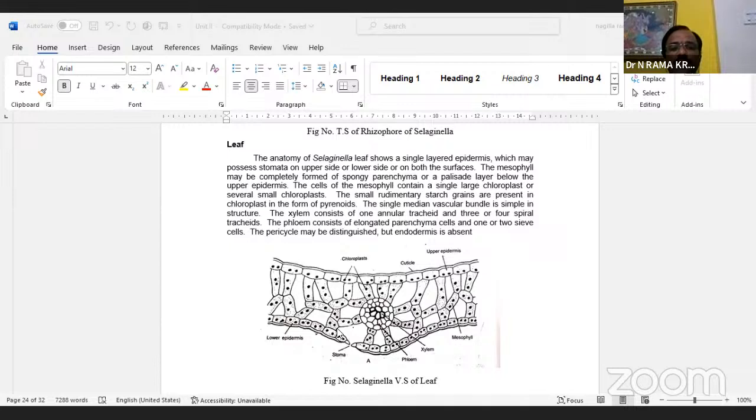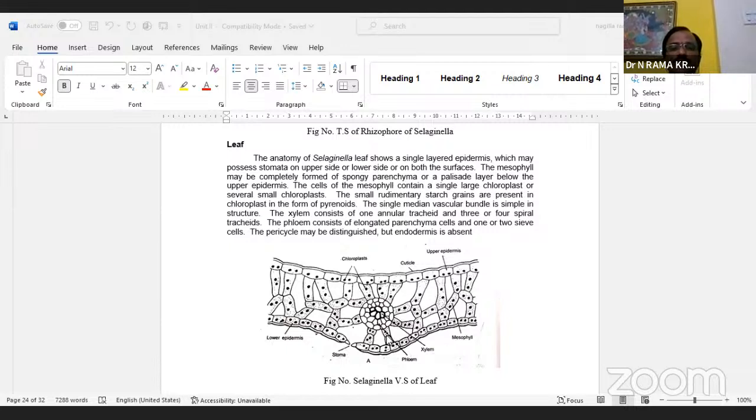Similarly, the upper epidermis is the same, and the lower epidermis also. Here the lower epidermis contains some hole-like structures. We call those stomata. Next, in between the upper epidermis and lower epidermis, we see the mesophyll, with spongy parenchyma and palisade tissue, with smooth-walled cells. All these cells contain chloroplasts. We see chloroplast structures in this.